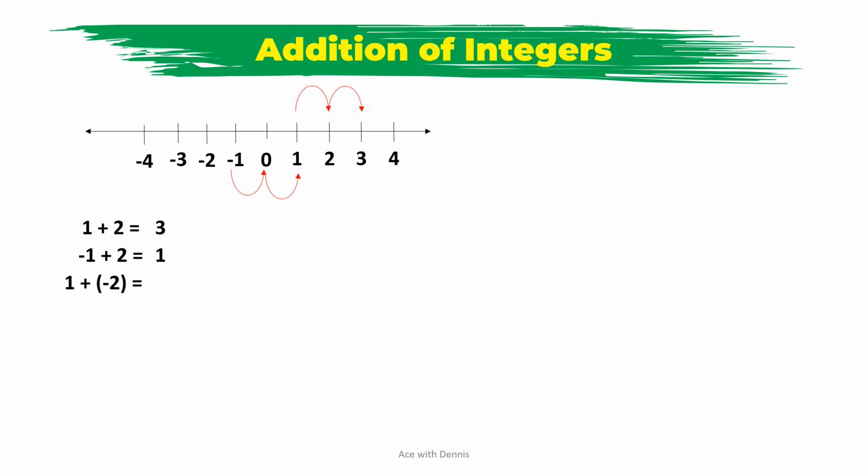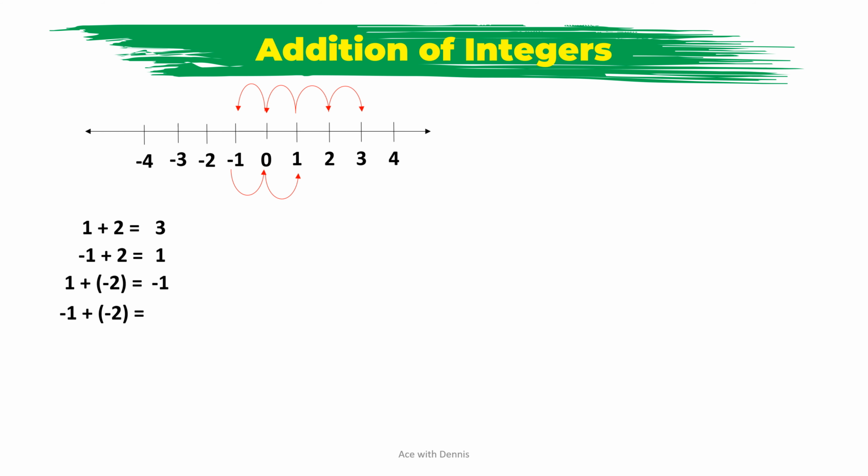What about 1 plus negative 2? In this example, we can see that it is a positive number added to a negative number. When we add a negative number, we move in the opposite direction. Start from 1, we move 2 units to the left. So 1, 1 unit and 2 units. It lands at negative 1. Therefore, 1 plus negative 2 equals negative 1.